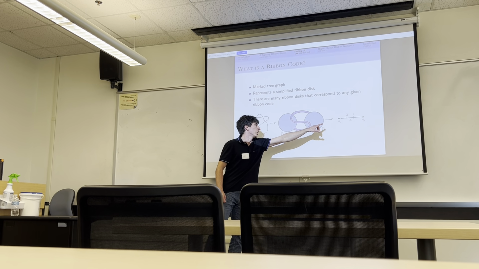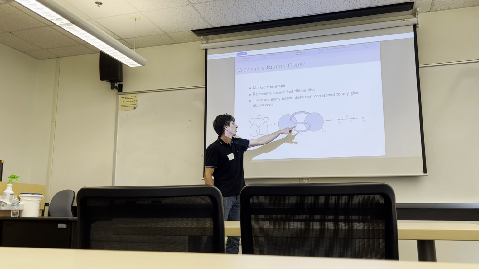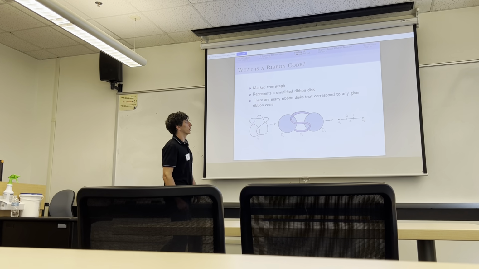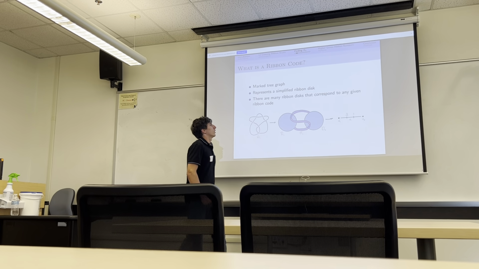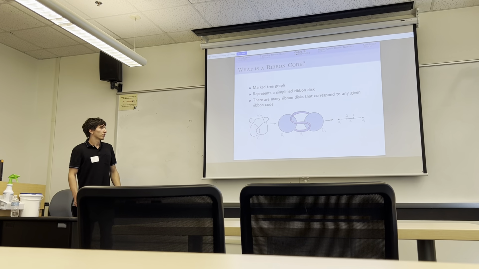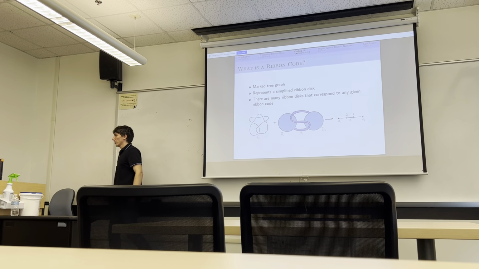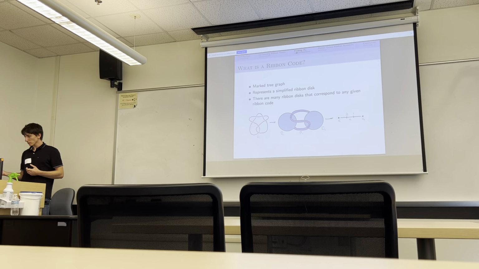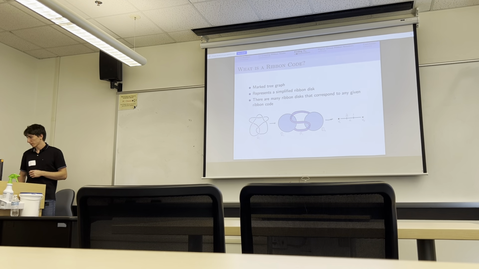We'll convert to a graph where the vertices are the disks and the edges are the bands between these disks. And whenever a band goes between and inside a disk, we label the number. It's positive and negative for the orientation of the way that the band goes through the disks. And many ribbon disks correspond to a lot of ribbon codes, the same with ribbon knots.